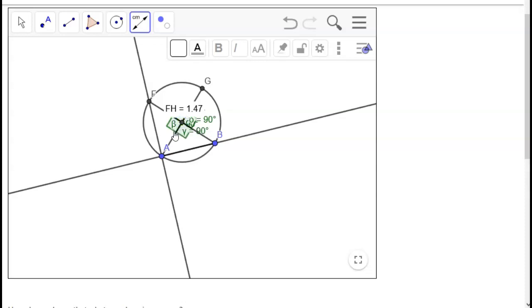If I were to measure this segment right here, from F to H is 1.47. From B to H is 1.47. So this segment here is congruent to this segment right here. So I'm going to take those two off, and then again, 1.47. So all of those are the same, and that should make sense because these are all radii of the same circle. So what those diameters are doing to each other is they are bisecting each other.